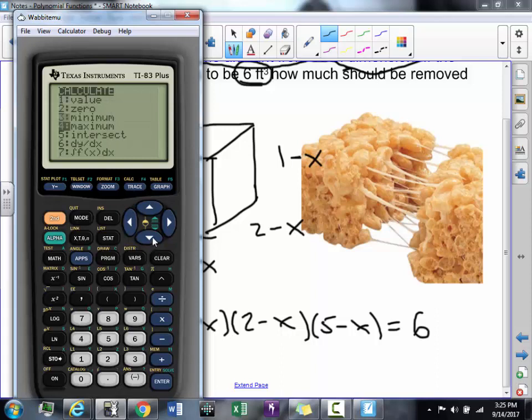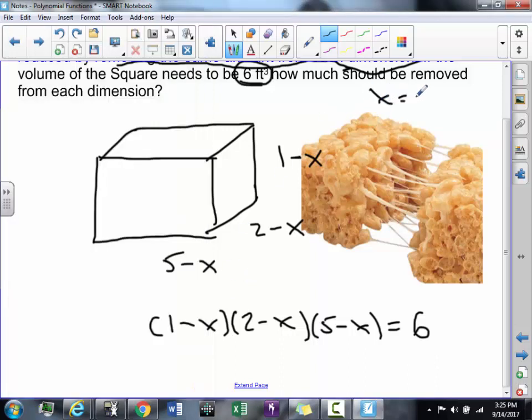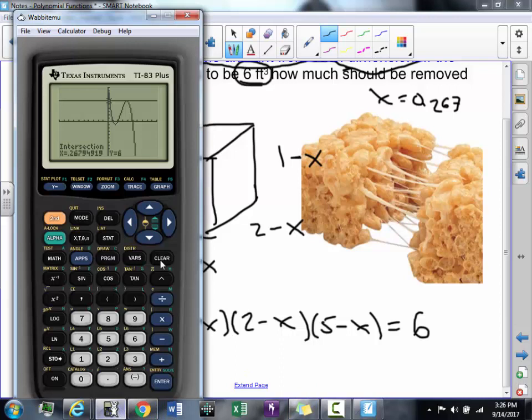Well, let's talk through that in a second here. I'm going to try to find the first one, which is, let's see, somewhere around here. I've got an x value of about 0.267. Okay. Well, whatever it rounds to, yeah. I didn't round it properly.